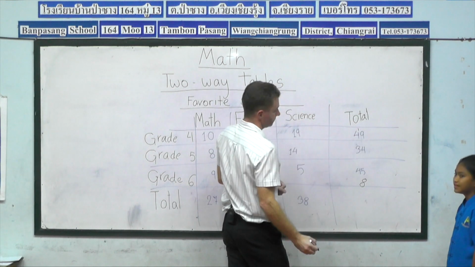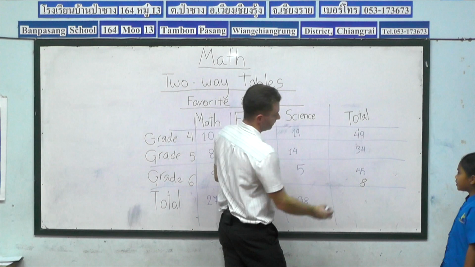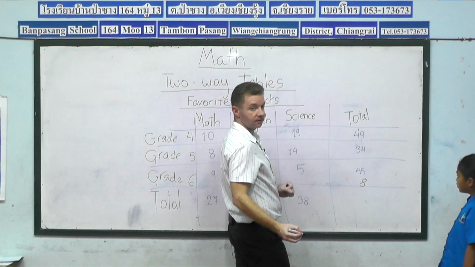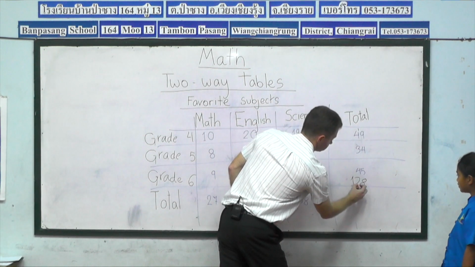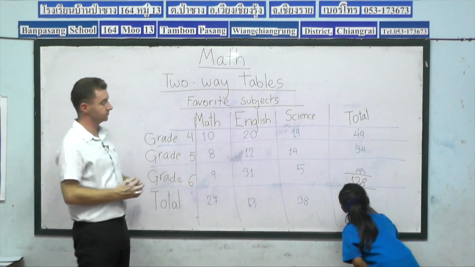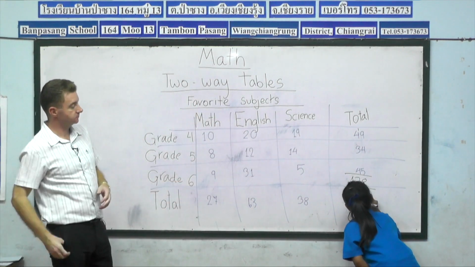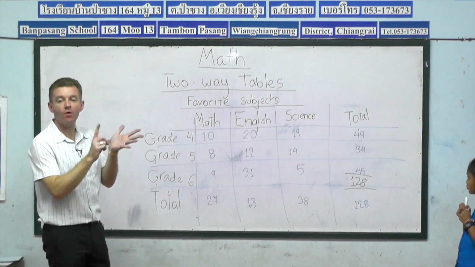4. 4 plus 3, plus 4, 11. Plus another 1, 12. There we go. So now you can write your total. How many students in total out of grades 4, 5 and 6?